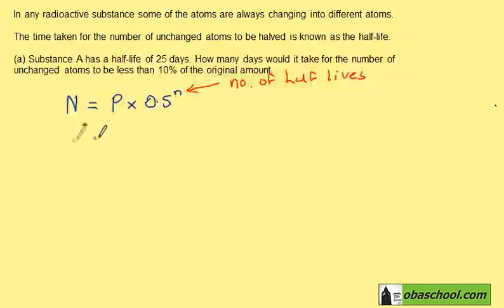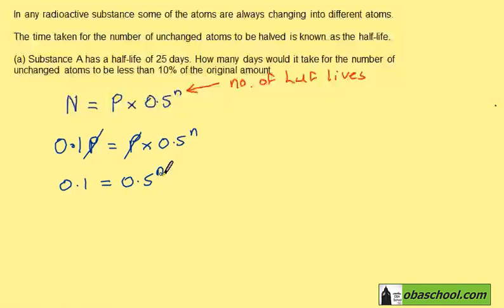Now, what we want is to have 0.1 P, so that's 10% of the original. That's equal to P times 0.5 to the n, and we can cancel a P, giving 0.1 is 0.5 to the n. Solving this equation will give us the number of half-lives.